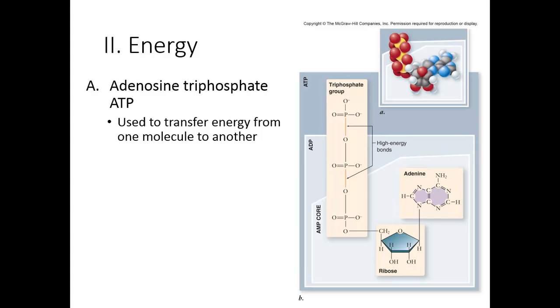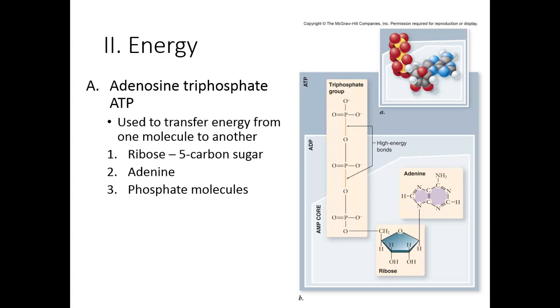Okay, again, we talked about energy stored in chemical bonds and releasing those to capture energy. We do that through the molecule adenosine triphosphate, or ATP. And all cellular actions require this molecule, or one like it. It is composed of ribose, a 5-carbon sugar. If you remember from our DNA and RNA, they had deoxyribose and ribose, same sugar, adenine, and phosphate molecules. If you have 3 phosphate molecules, it's ATP.